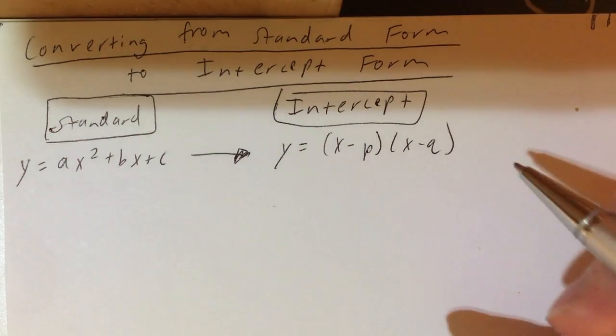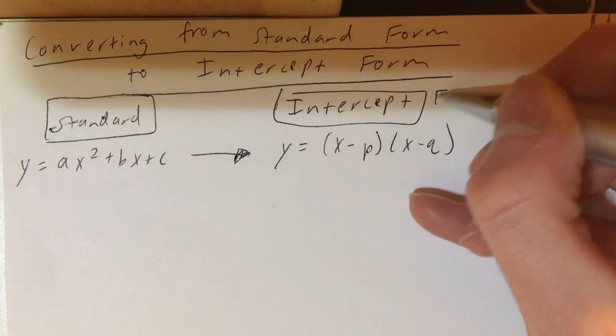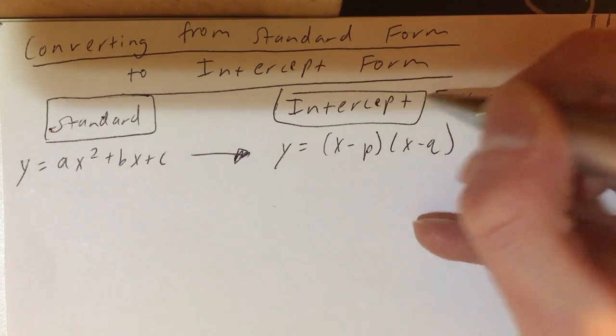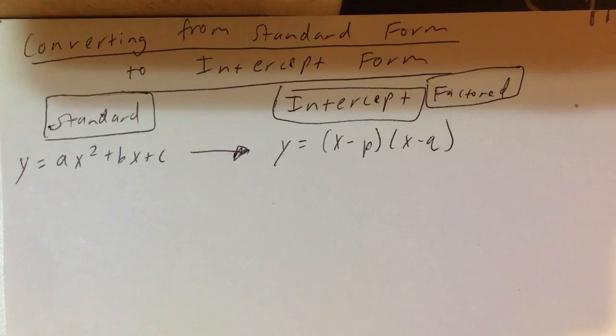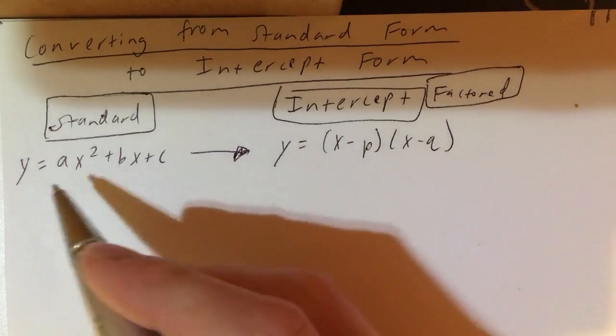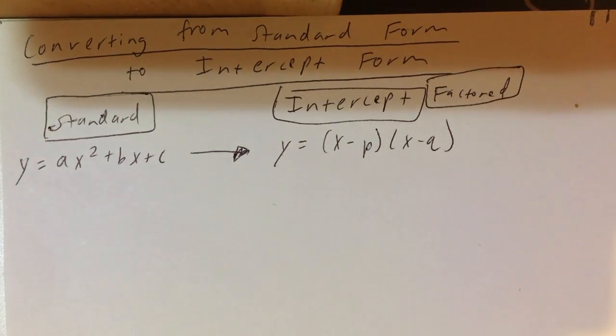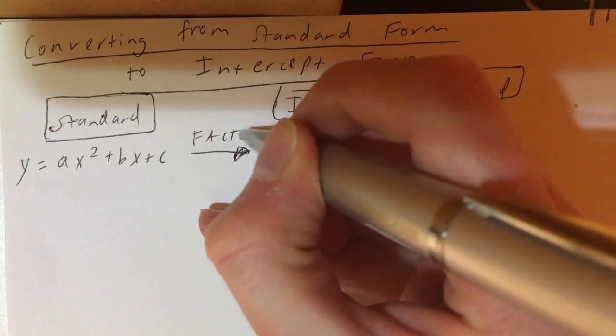Now, another word for intercept form is factored form. And again, like I said, a lot of us still have trouble with factoring. That's okay. Let's work through it though. Let's do an example, alright? All you really have to do to convert between these forms is to literally factor, okay?